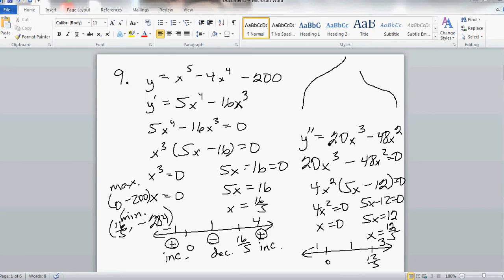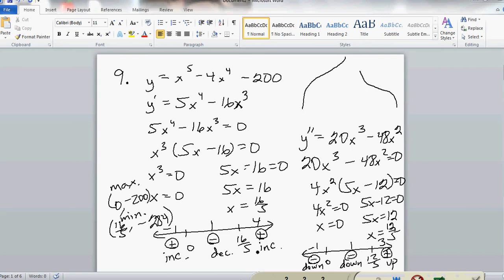If I plug in -1, I get -20 minus 48, that's negative. So that means this is concave down. At 1, I get 20 minus 48, which is negative, so it's still concave down at that point. And at 3, if I plug in 3 here, that would be 20 times 27, doing some mental math, minus 48 times 9. And that's a positive. So here it would actually be concave up.